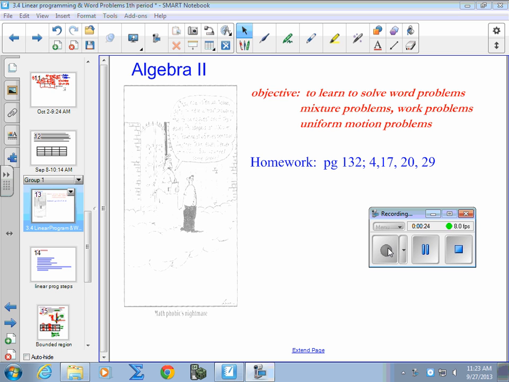It's called linear programming. Homework exercises, I have given you 4 problems on page 132. Problem number 4, 17, 20, and 29. Everybody got that?